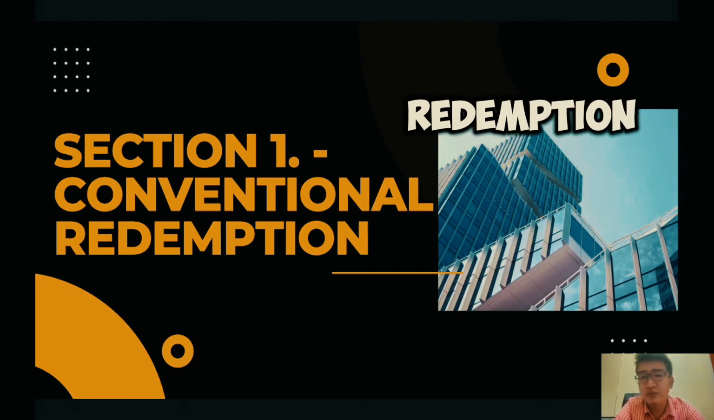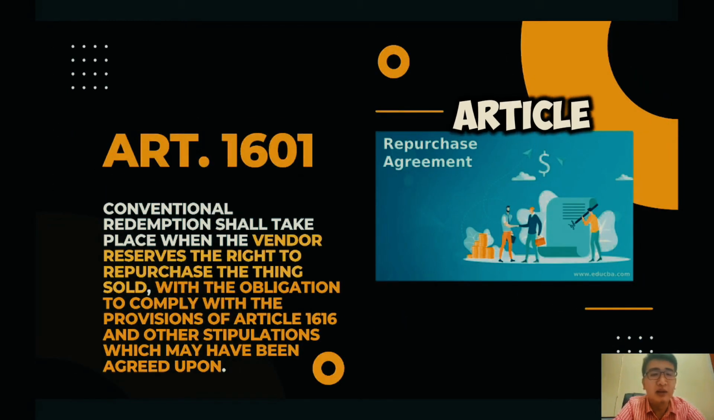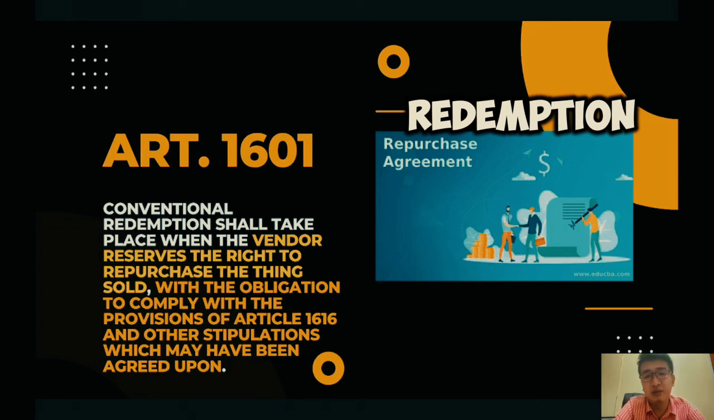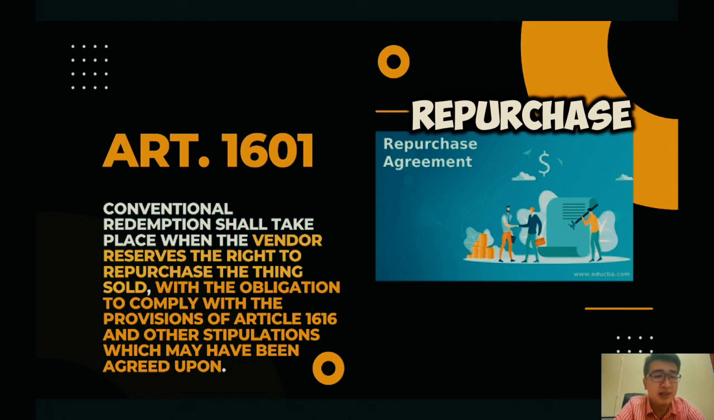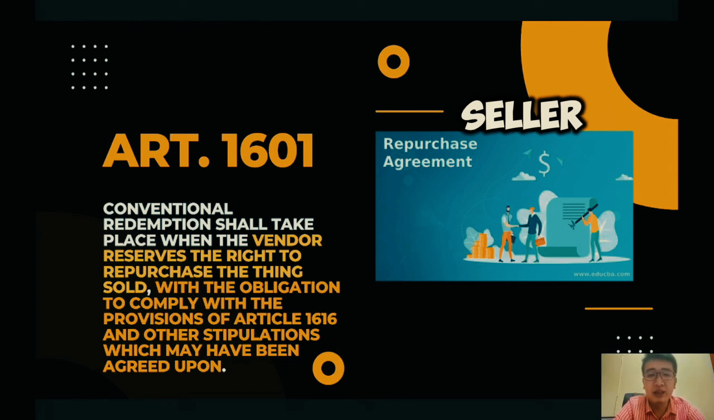First, conventional redemption, under Article 1601. What is conventional redemption? Conventional redemption shall take place when the vendor reserves the right to repurchase the thing sold. So the vendor, the seller, reserves the right to repurchase the thing he sold. What he sold, he will buy again. That is conventional redemption. He redeems the property again, with the obligation to comply with the provisions of Article 1616. Meaning, Article 1616 states that when you redeem, of course, you are going to repay. You pay again, not merely have it returned. You buy it again.